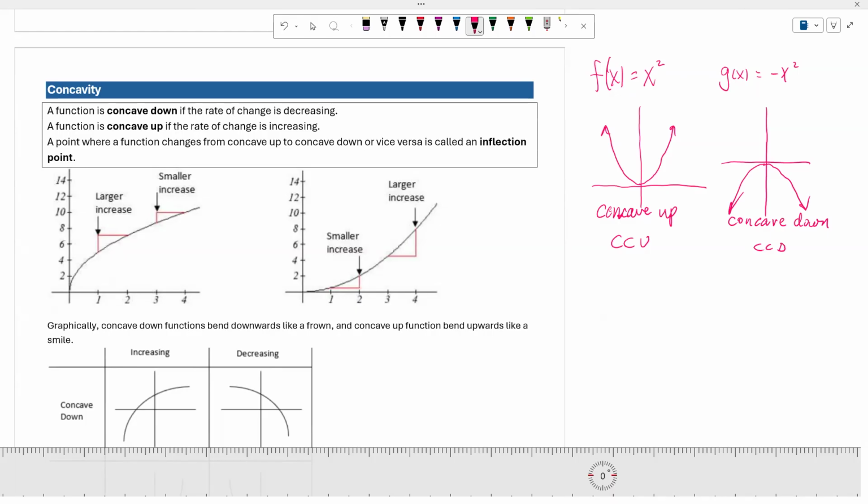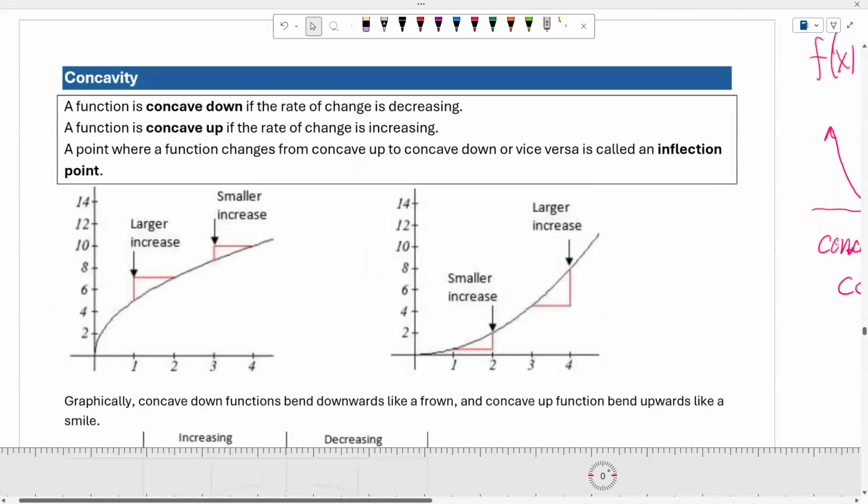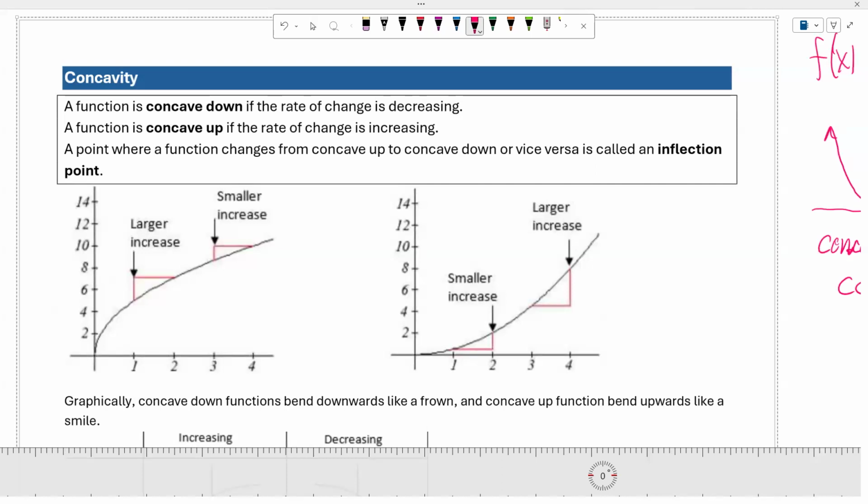But let's see how we define concavity. It says right here, a function is concave down if the rate of change is decreasing. Then what is the idea about this? Now let us look at our first example here. This graph right here is concave downward.